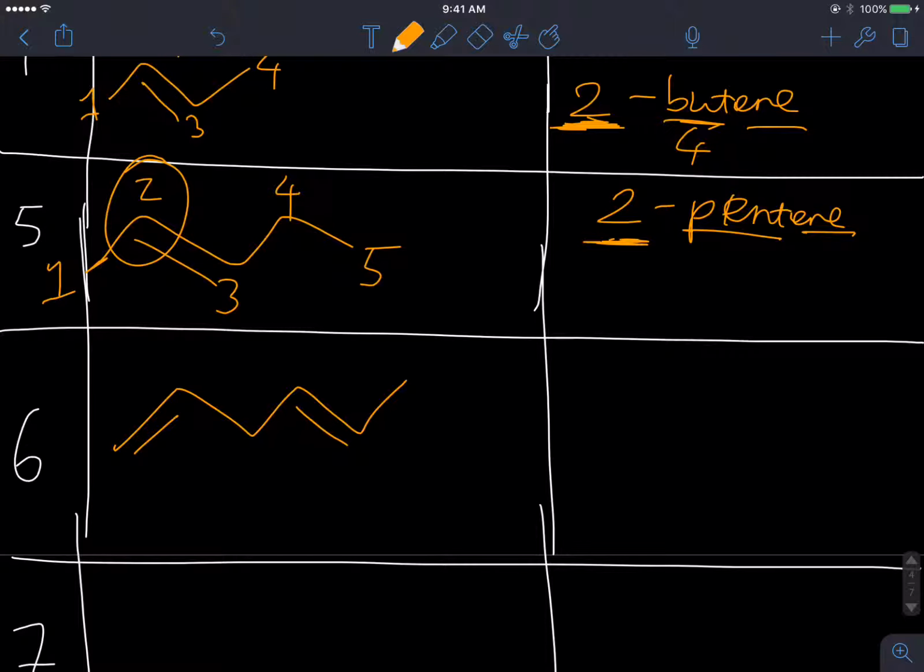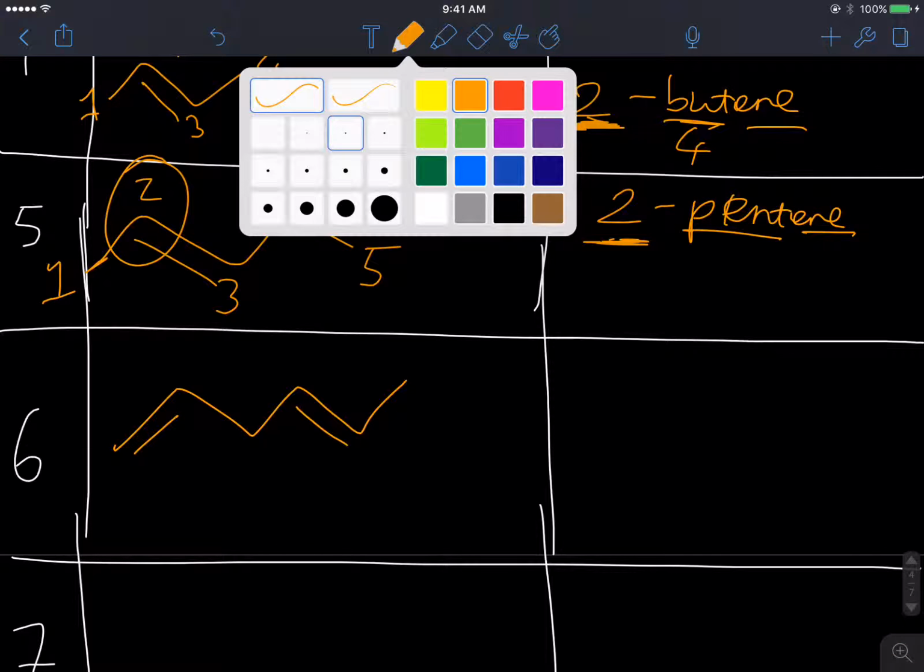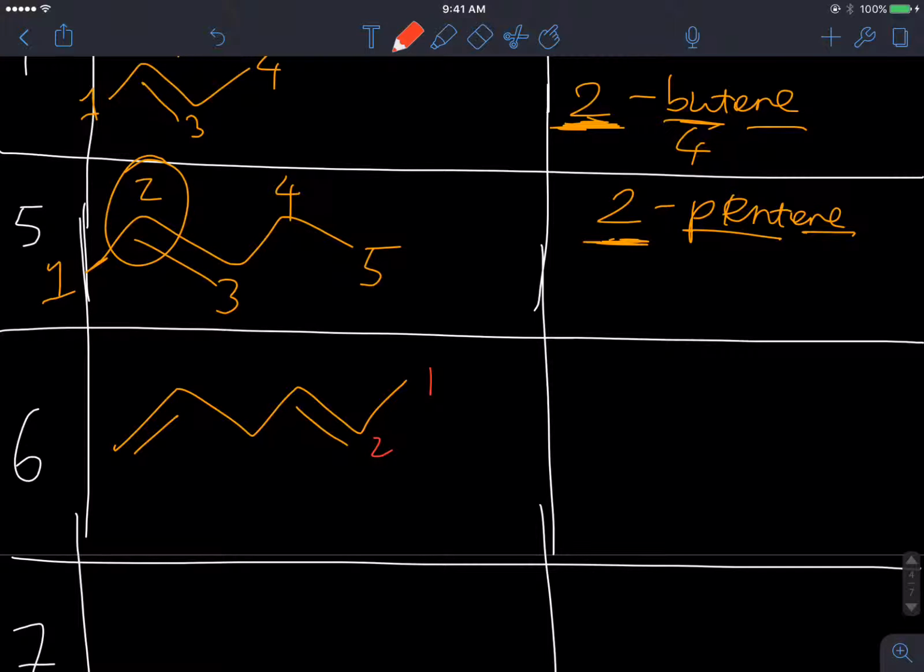So no matter what we do, remember to choose as small numbers as possible. So what if we number like this? 1, 2, 3, 4, 5, 6. And what's the total number when we add the 2 locations of the double bonds? It's 5 and 2, so 7. I'll try the other way. That's one way. How about the other way?